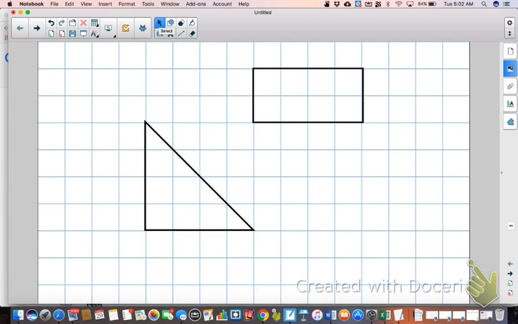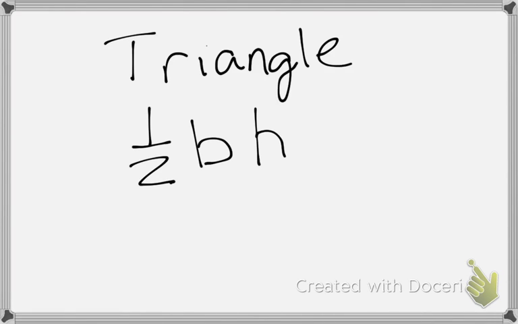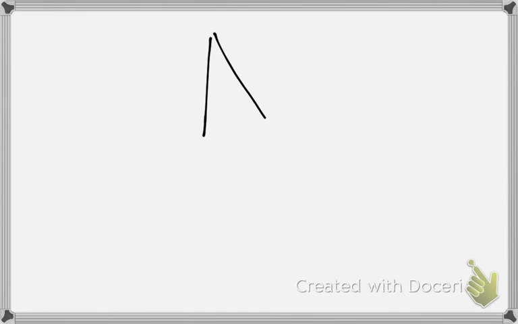Probably the formula that you're more familiar with, for a triangle, is 1/2 times the base times the height. So you're treating it like a rectangle with this base times height, but then you're going back and you're cutting it in half. So let's look at an example or two.